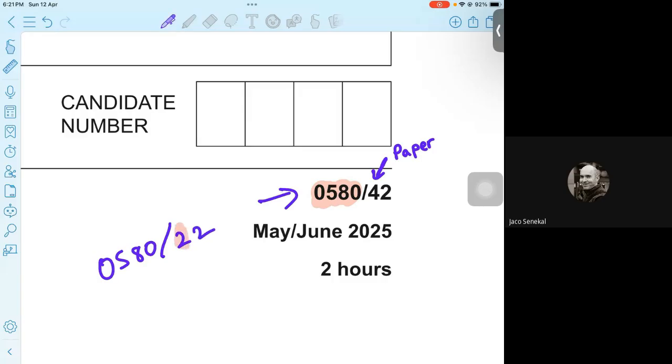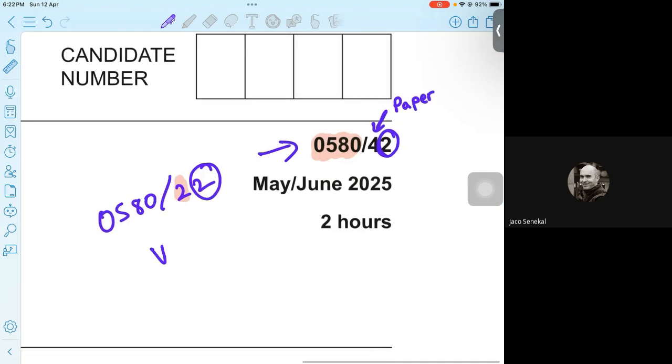The following number, this one and this one, basically refers to the variant. So the variant that we're doing for today is paper 4 variant 2. So this refers to the variant. In other countries or other regions, they might sit for different variants.